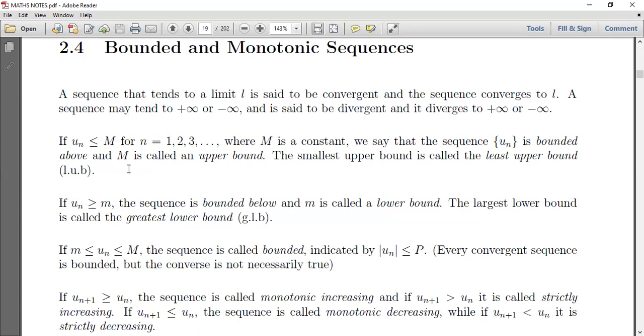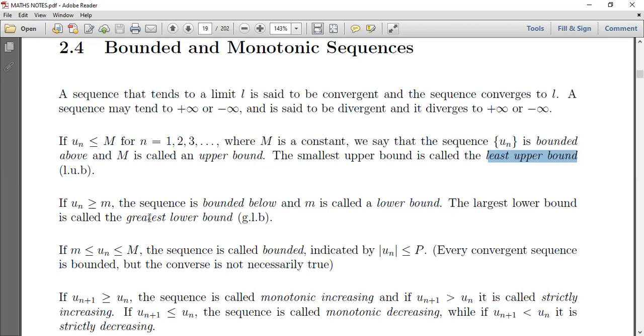In the sequence 1 over n, which is 1, 1/2, 1/3, 1/4, 2 is an upper bound, 4 is an upper bound, because all the terms are less than 2, all the terms are less than 5, all the terms are less than 100, all those are upper bounds. But we have got the least upper bound, the smallest upper bound, which is 1. 1 is the least upper bound.